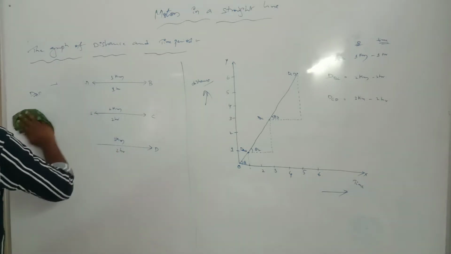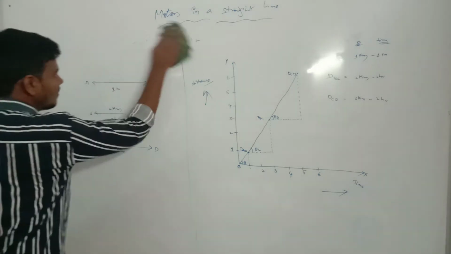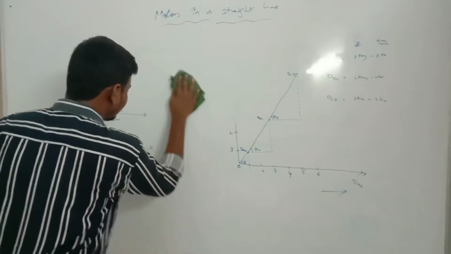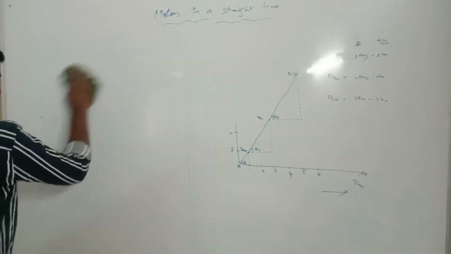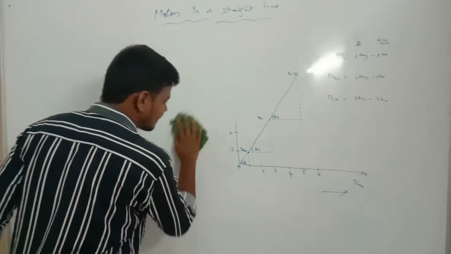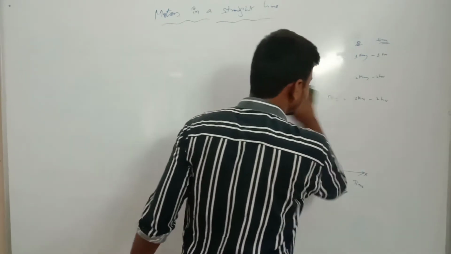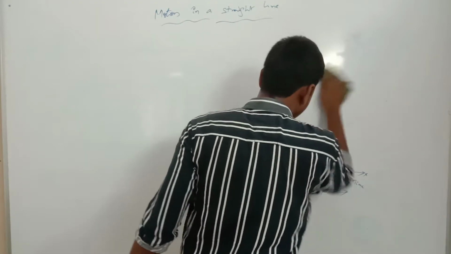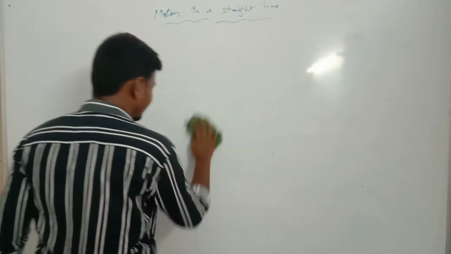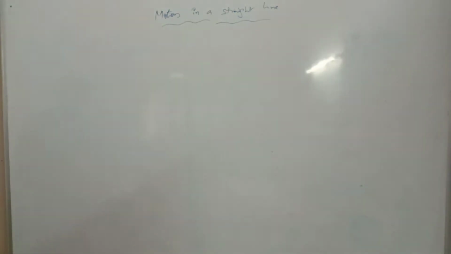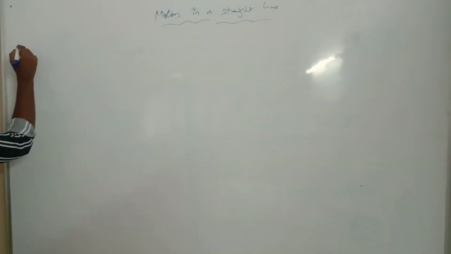Okay. Now next one, average and instantaneous velocity. Previously we covered average and instantaneous speed. Now this one is average and instantaneous velocity. What is the difference?